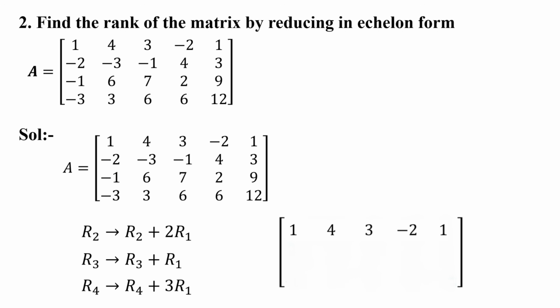First row will be written as it is. For the second row we get minus 2 plus 2, minus 3 plus 8, minus 1 plus 6, 4 minus 4, 3 plus 2.